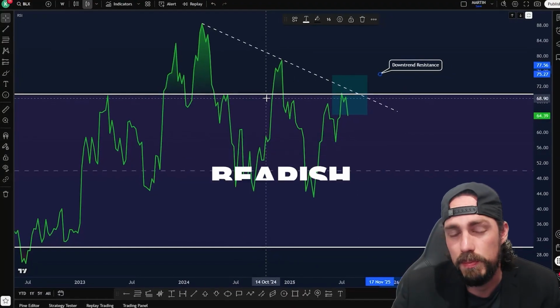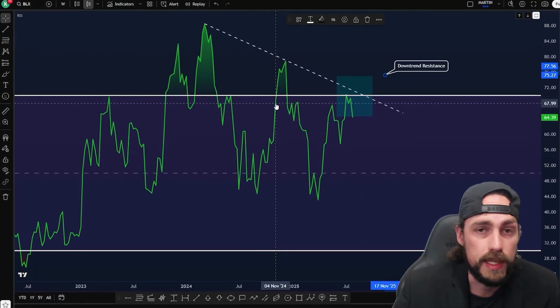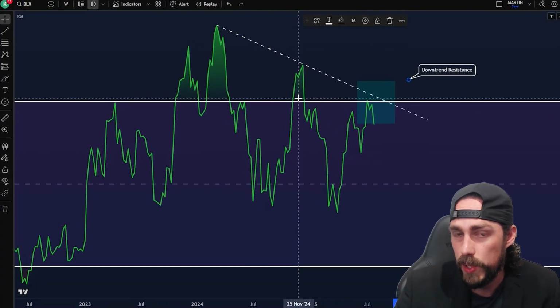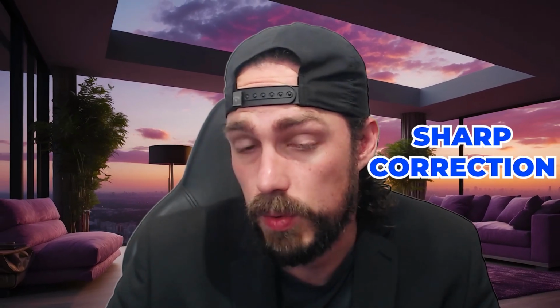Bearish divergence meaning that the price is moving higher, but the indicators are creating lower highs. So that could also be a warning sign for us. Usually bearish divergence indicates that something needs to change. Otherwise, there might be a sharp correction in the future.